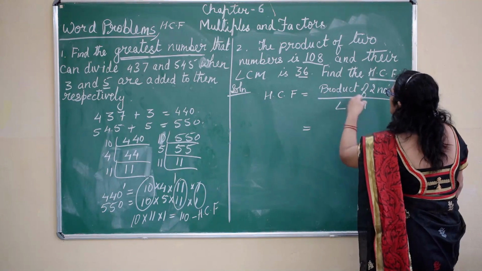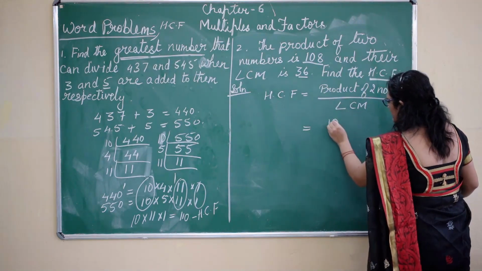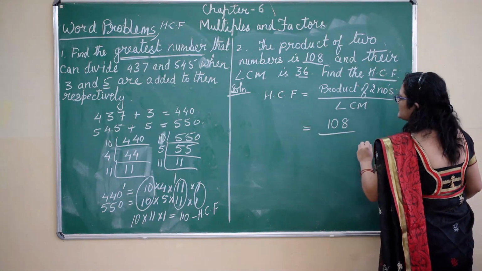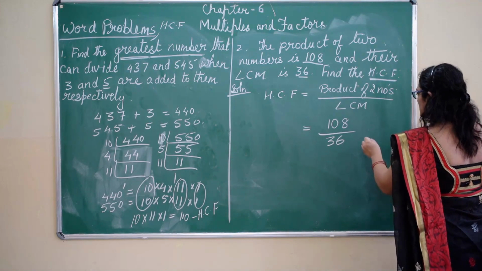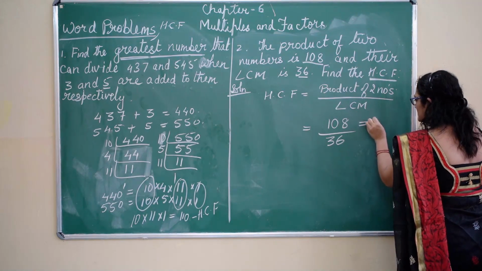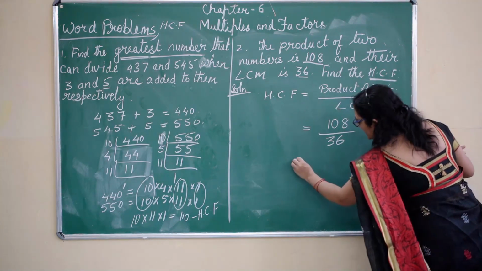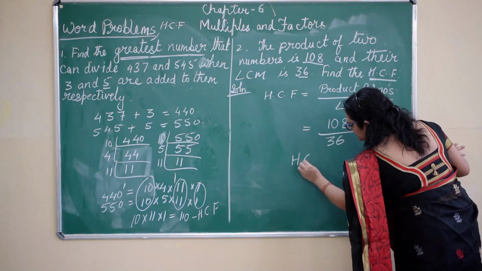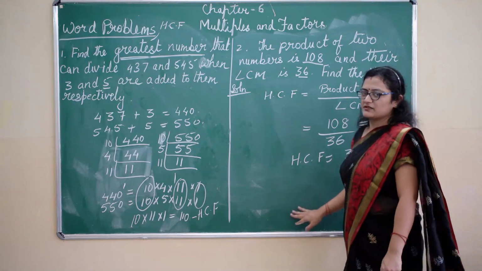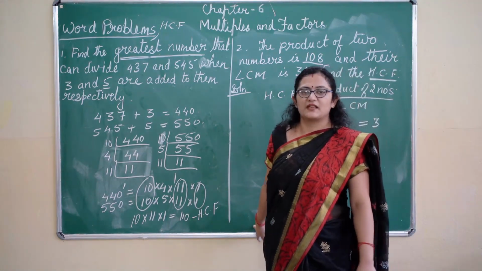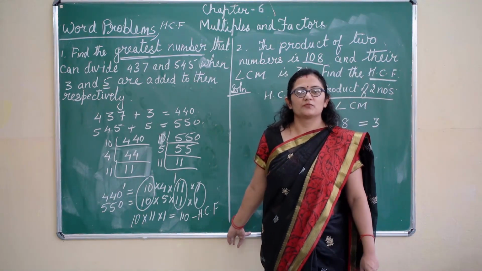What is the product of two numbers? 108. What is the LCM given? 36. In the table of 36, when does 108 come? 3 times. So what is the HCF? It is equal to 3. Okay students, this way we have completed our chapter 6. Complete your work in your fair notebook. Thank you.